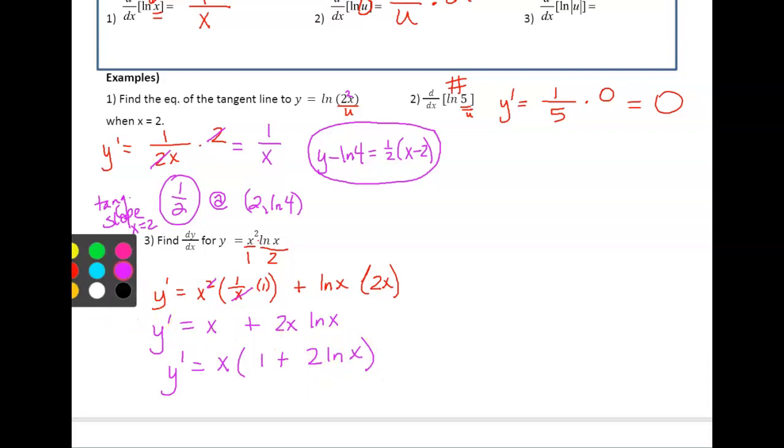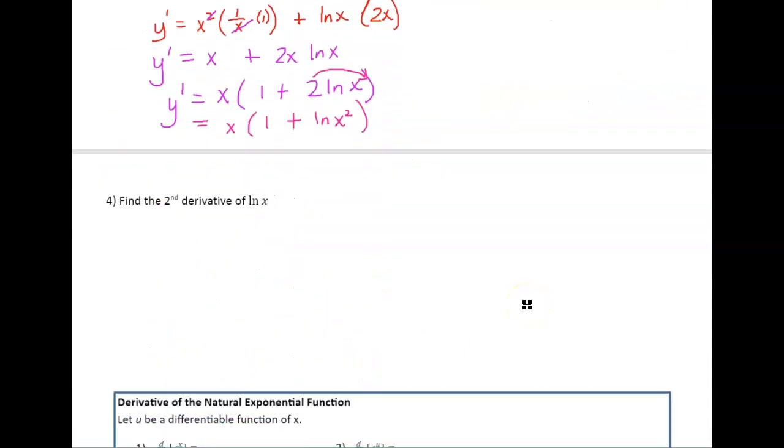And so now that actually opens it up to where we can do the power rule. They might do this, they might not. You really just have to be flexible. So 1 plus, this would be the natural log of x squared. Okay? All right, I think we've got one more.